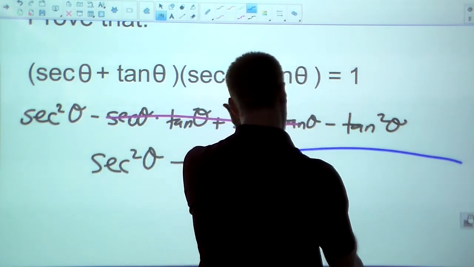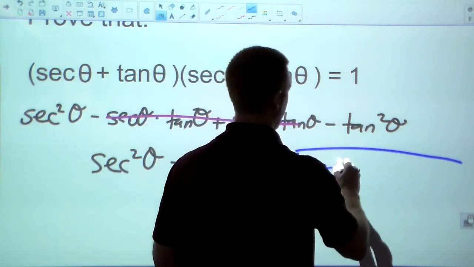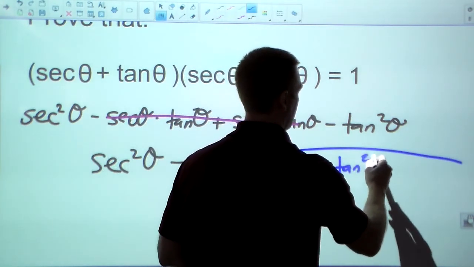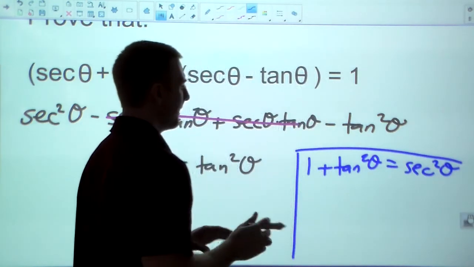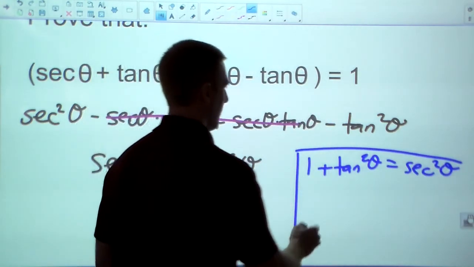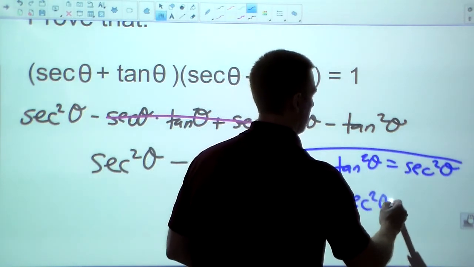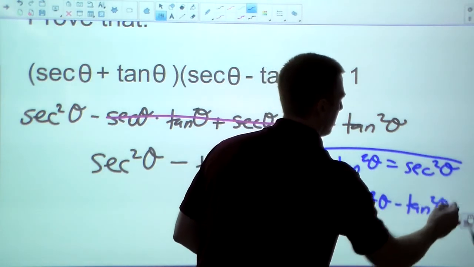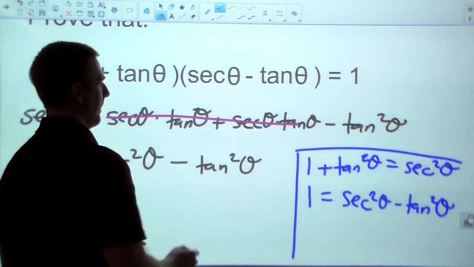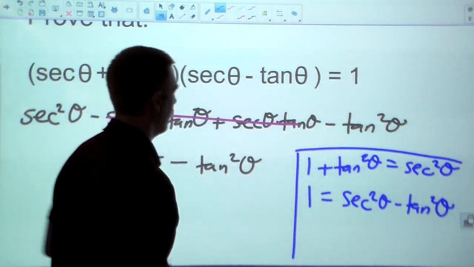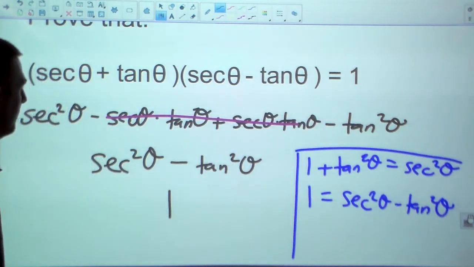Something I know to be true that involves secant and tangent is that 1 plus tangent squared theta is secant squared theta. If I did a little bit of rearranging there, then I could get 1 equals secant squared minus tangent squared. Because that's a true statement, and you do have to mention that you know that's a theorem, we can finalize this by saying that it does indeed equal 1.